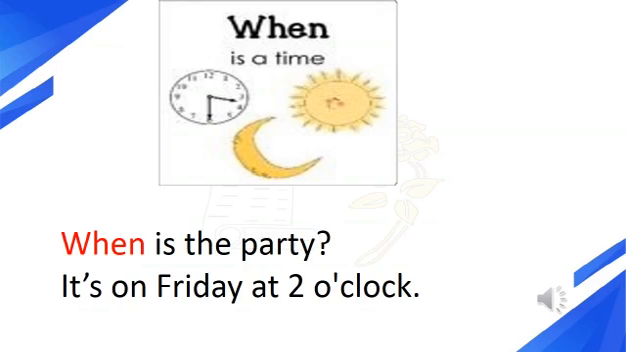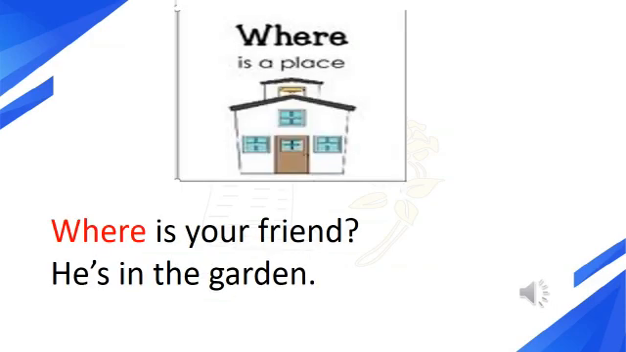Look at the answer here. The answer also has a time. It's on Friday at 2 o'clock. The question here is where. We use the question where to ask about a place. Okay, my students? From the picture here, we have a house. A house means a place. It's not a time, it's not a person, it's a place.